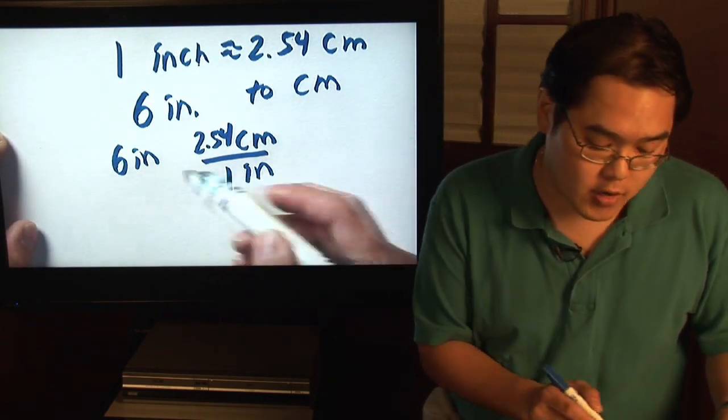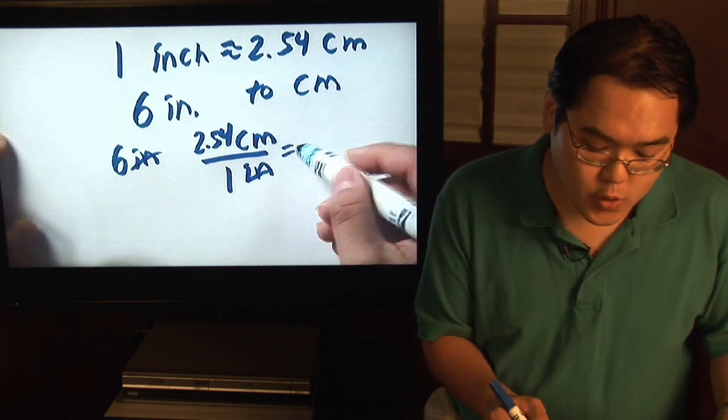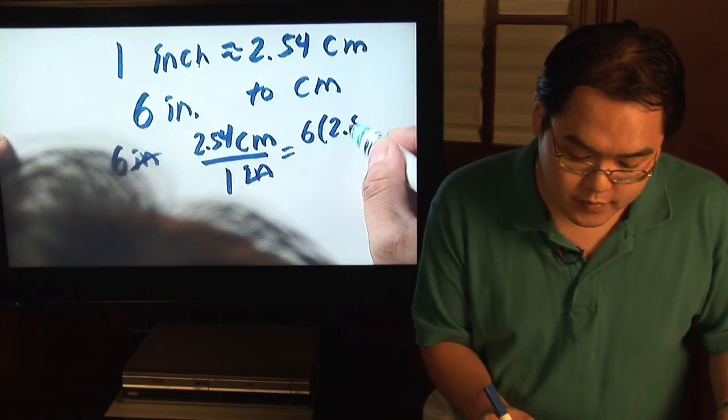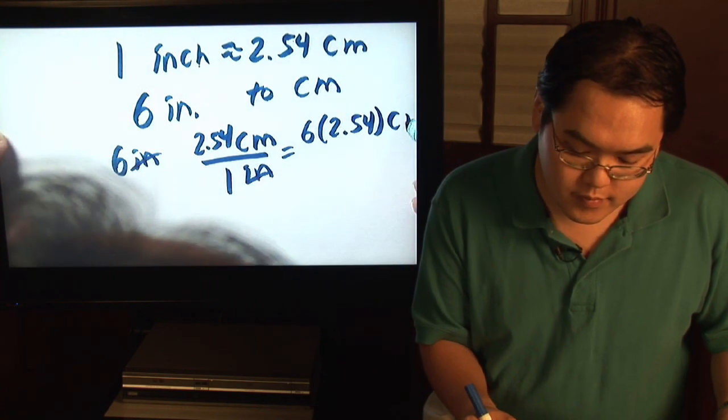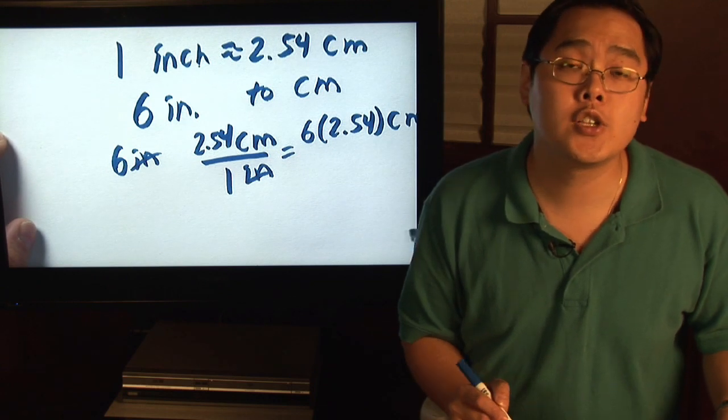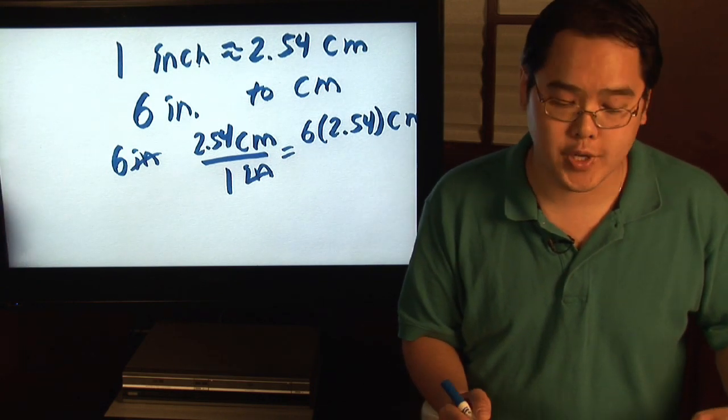Now what's going to happen here is that the inches are going to cancel, and so what you have to do, and this is where a calculator becomes very handy, is 6 times 2.54 centimeters. So use a calculator, find out what that is, and you'll be good to go.